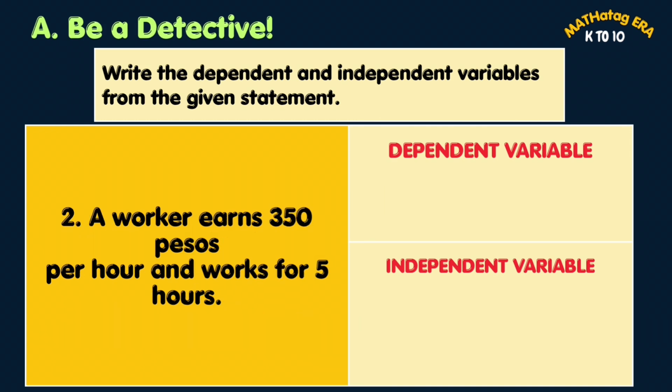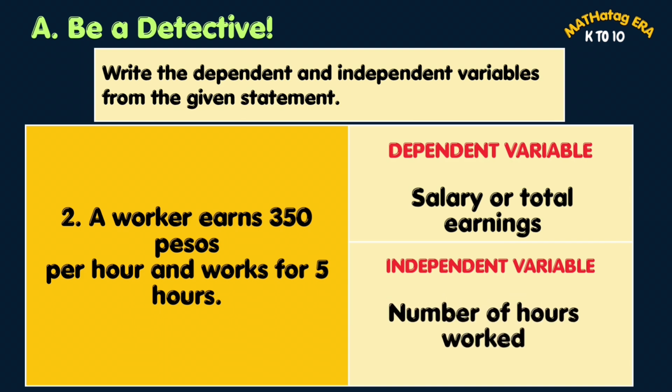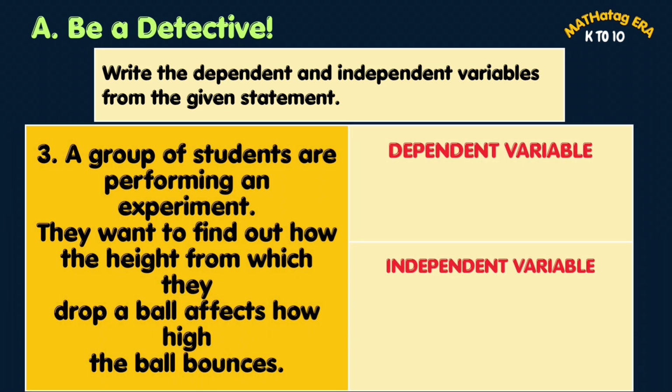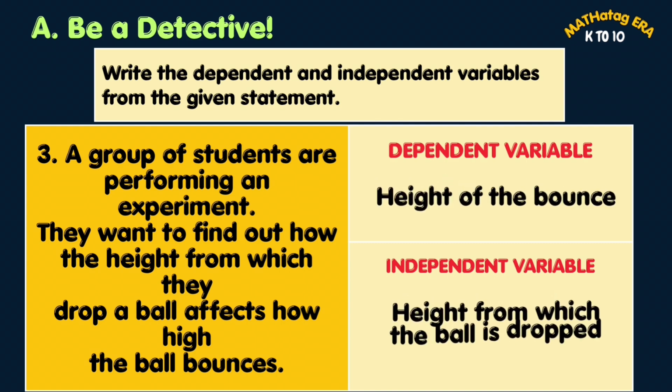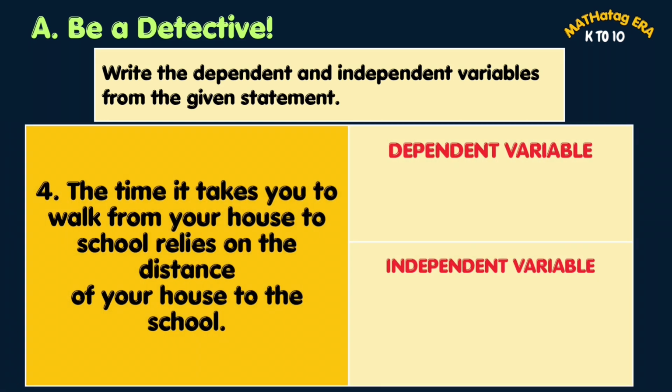For number 2, a worker earns 350 pesos per hour and works for 5 hours. The independent variable is the number of hours worked and the dependent variable is the salary or total earnings. Number 3, students investigate how the height from which a ball is dropped affects how high it bounces. For the independent variable, it is the height from which the ball is dropped. And the dependent variable is the height of the bounce.